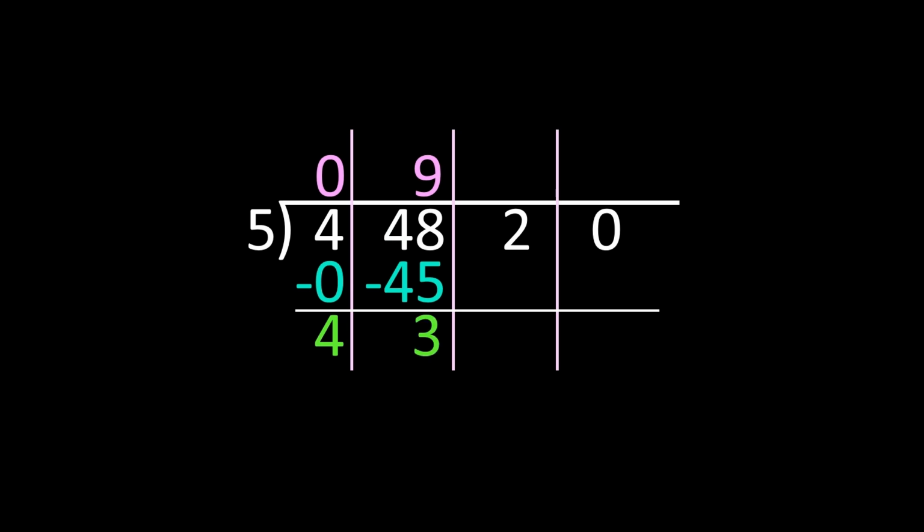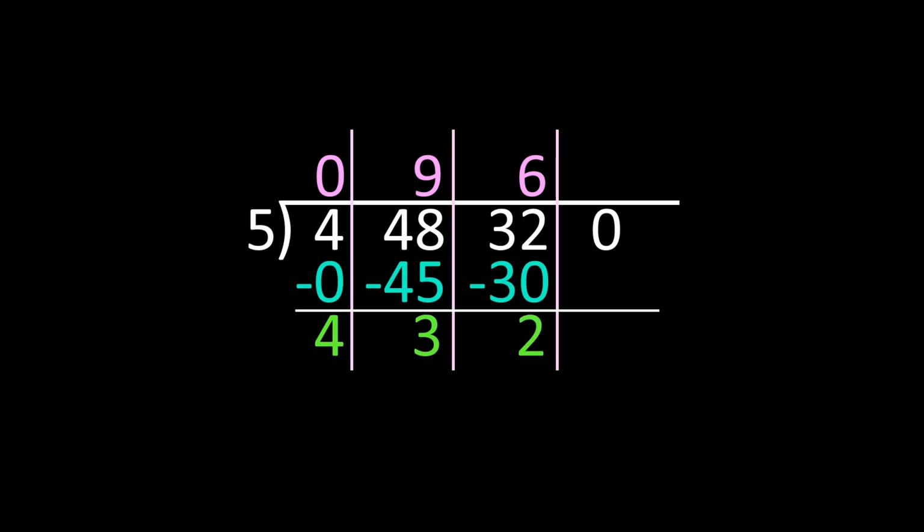And instead of bringing the 2 down, I'm going to bring the 3 up into the next section of my problem. And in that next section of the problem, I now have 32. And then I start my division step again. So 32 divided by 5 is 6. After dividing, I multiply. 6 times 5 is 30. Then I subtract. 32 minus 30 is 2.